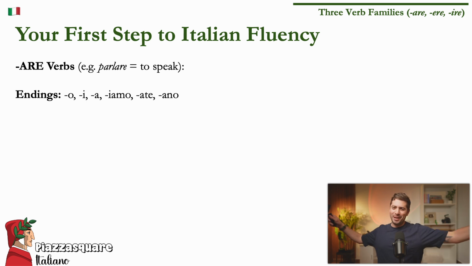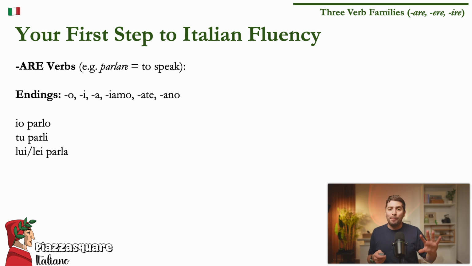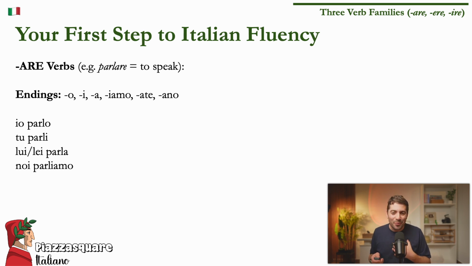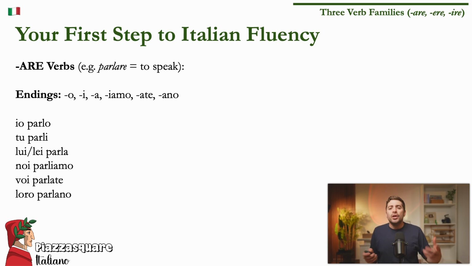The are family. This is the biggest and most common family. Let's use the verb parlare, which means to speak. First, we drop the are ending. We are left with parl. Now we add the correct ending for each person. Io parlo, tu parli, lui, lei parla, noi parliamo, voi parlate, loro parlano. So to say we speak Italian, you would say noi parliamo italiano.